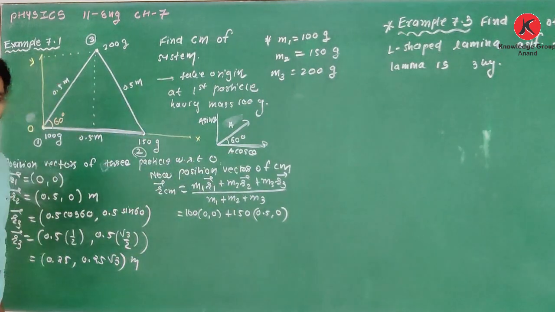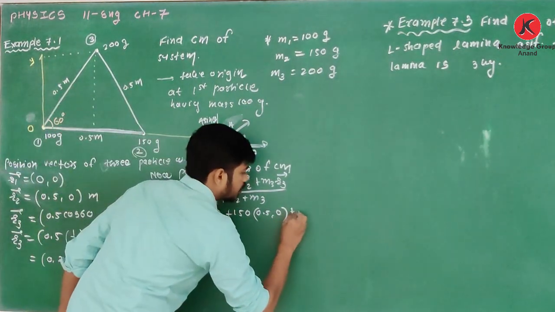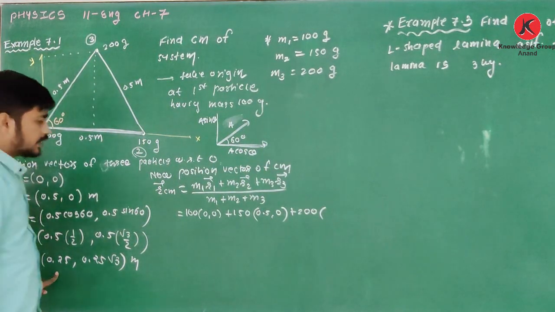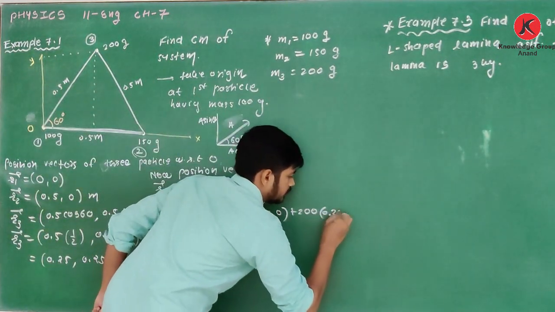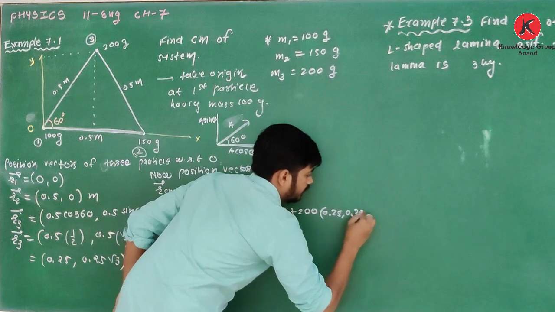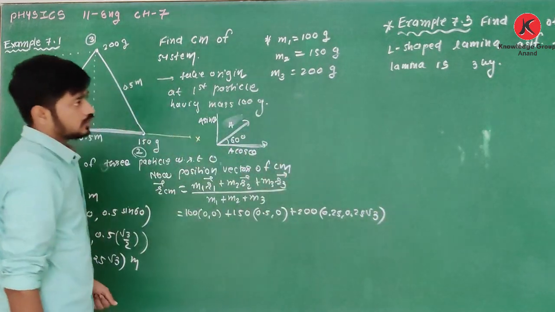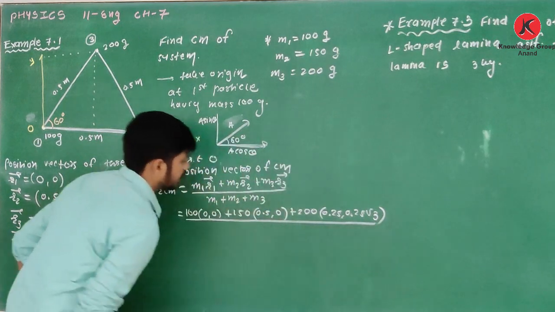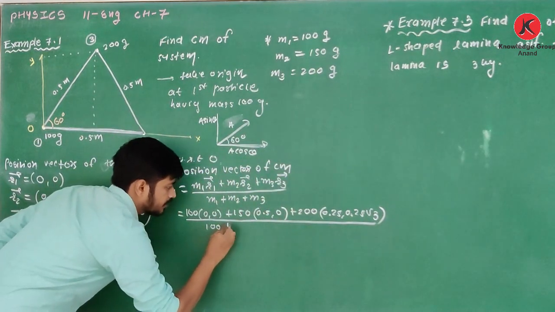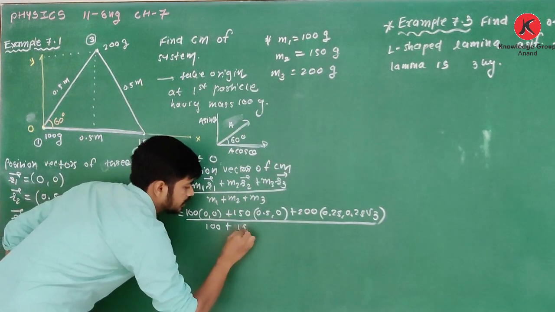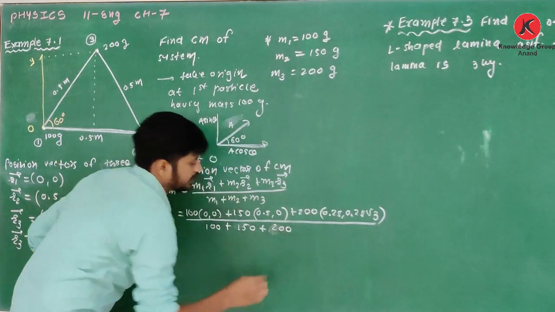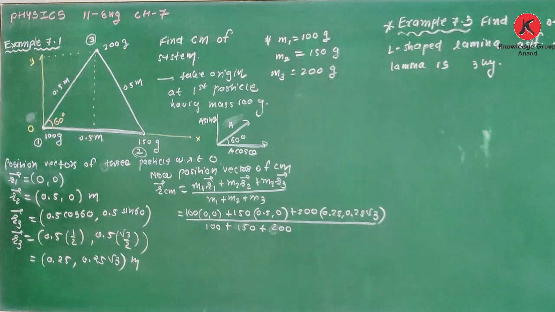Then M3. What is M3? It is 200. And what is R3? It is 0.25, and here it is 0.25 root 3. Divided by M1 100, M2 150, and M3 it is 200. Clear about this? Okay.